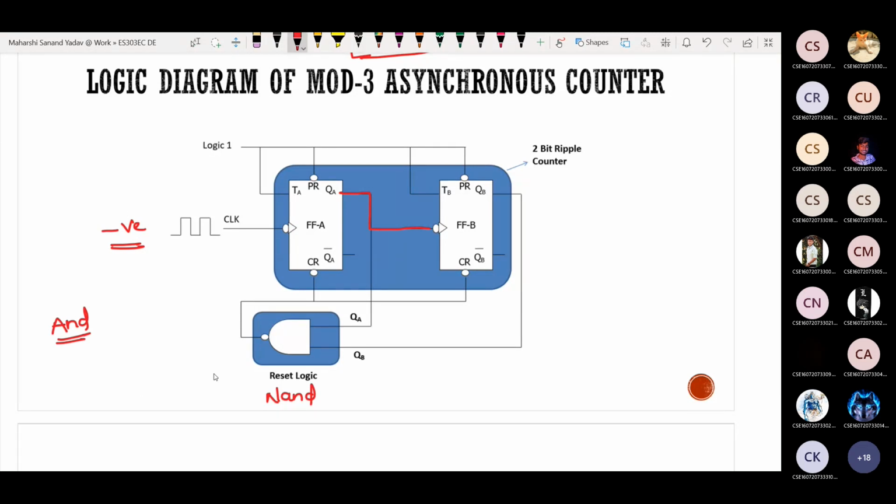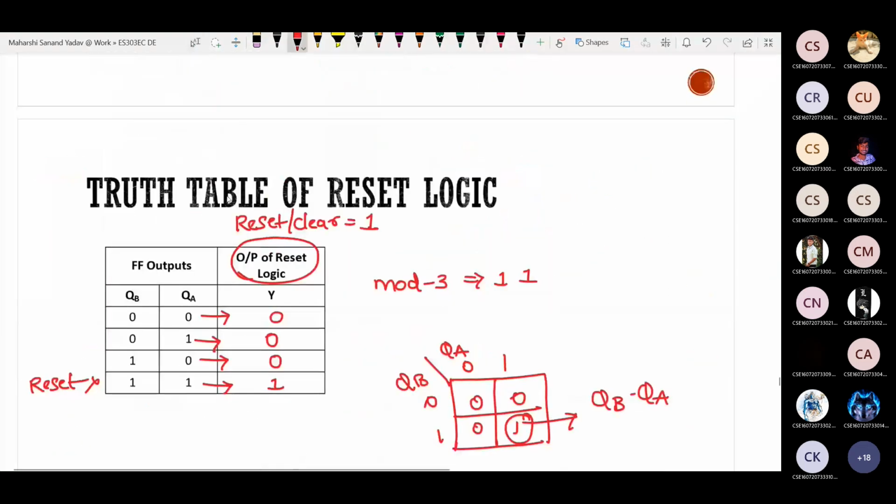Complement. Why complement? Here I'm taking clear connected. Is it clear or clear bar? See here. What I'm taking here is clear, which means it is active high or active low? Active high. If you are writing like this, clear, it is called active high. Suppose if you are writing as clear bar, it is active low. So in the question I'm taking as active high.